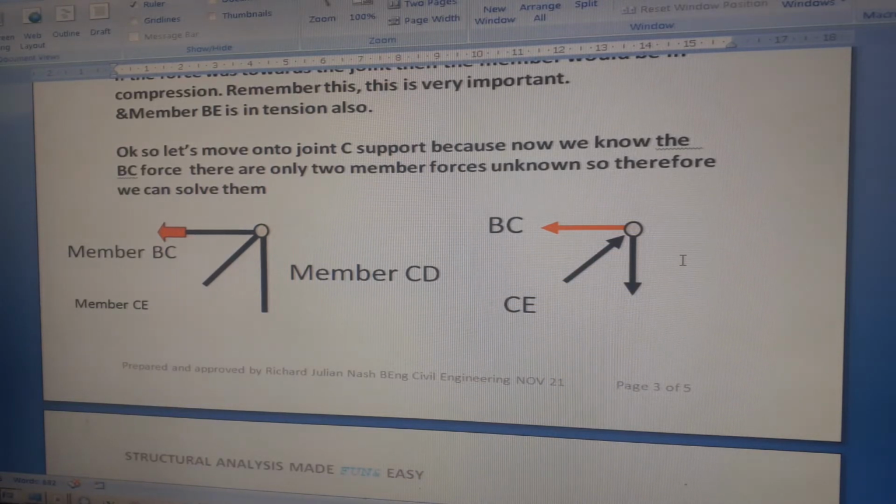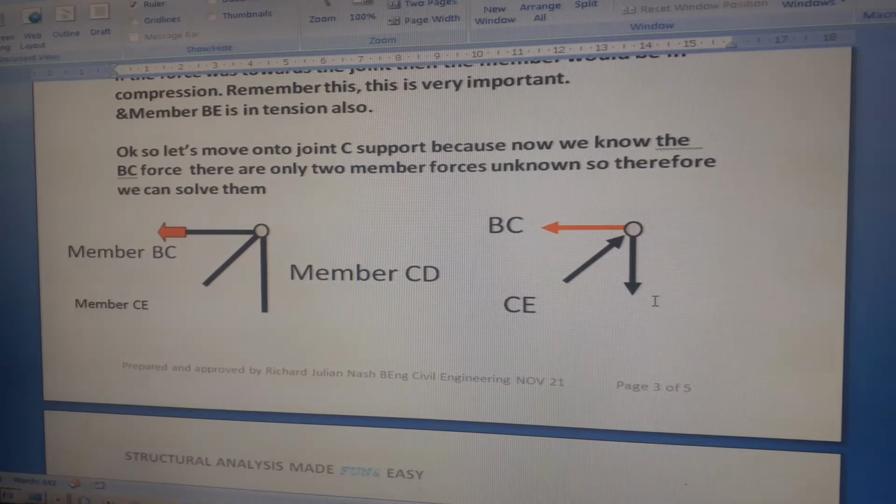So on the right hand side here, we've got the free body diagram. BC is from right to left. CE is coming in. Again, we've got to make a guess. The horizontal component of CE must be opposite to BC for it to balance, and there's only one force, BC, acting on the joint horizontally. Therefore the horizontal component of CE is from left to right. And if you're looking at vertical equilibrium as well, if CE is coming into the joint, then member CD must probably be going out of the joint.